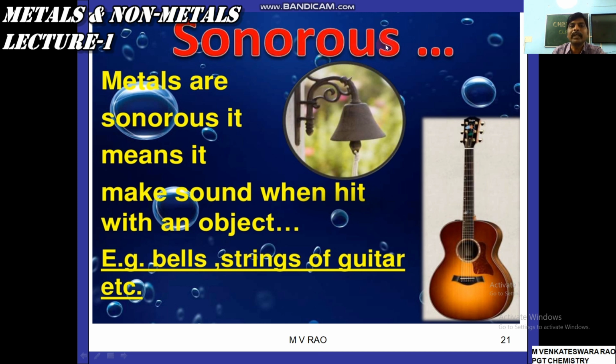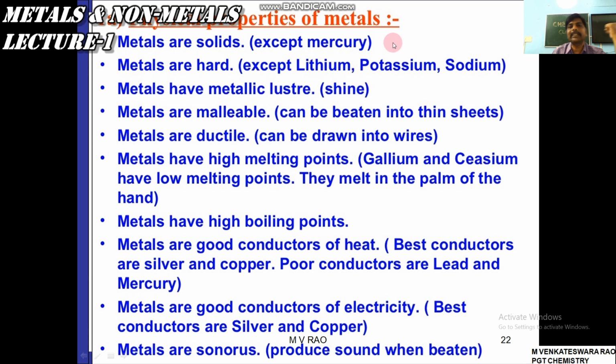So next physical property of metals: metals are sonorous. It means they make sound when hit with an object. Example, bells, strings of guitar, etc. So these are the physical properties of metals.